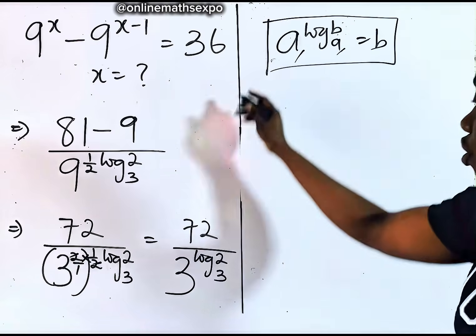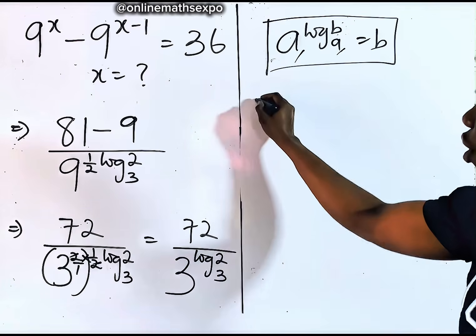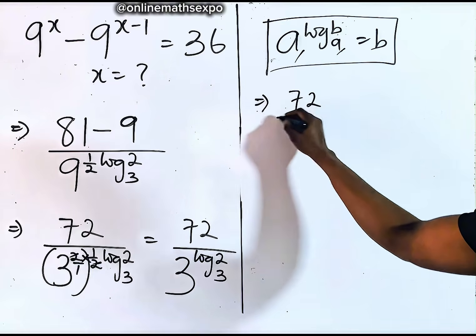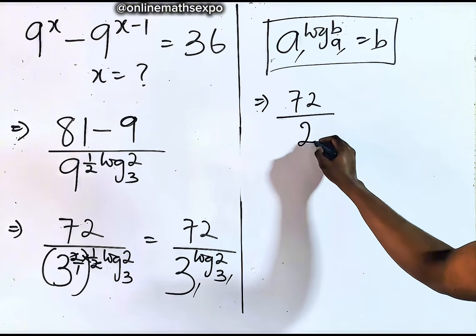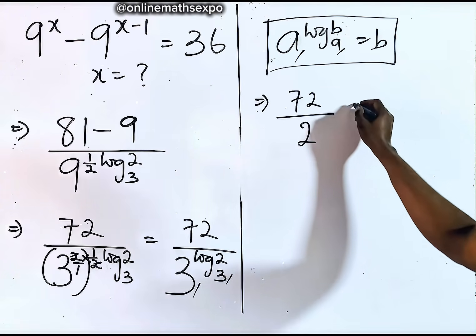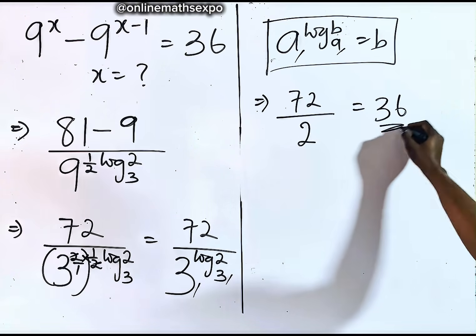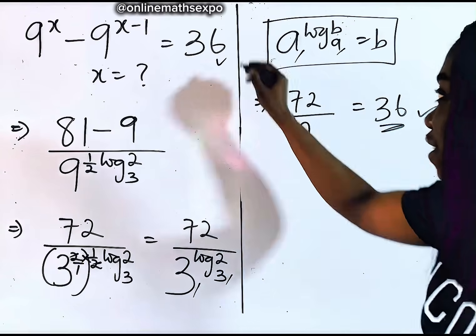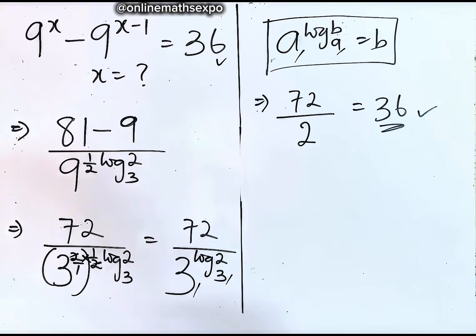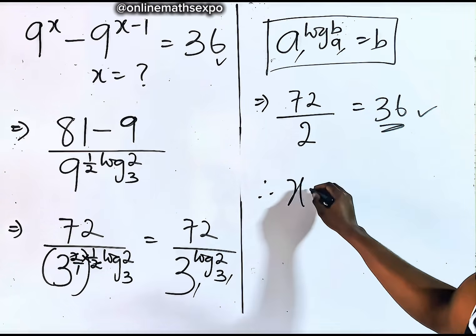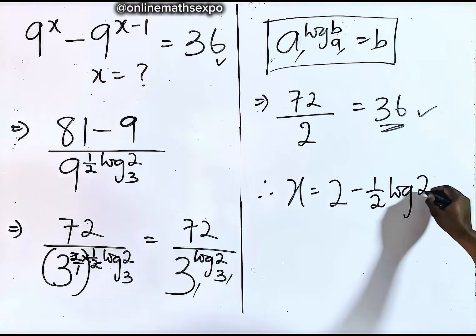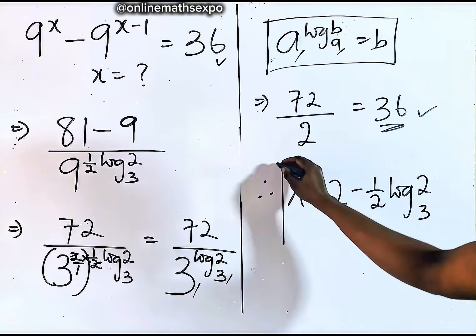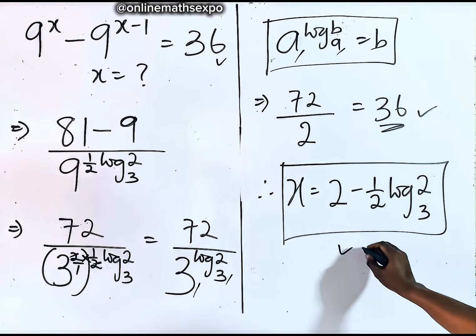So if you apply this rule on the denominator, we have 72 divided by, you see that these two bases are the same, so we have 2. And when you divide 72 by 2, it gives you 36. And that is what you also have at the right side. So it means that x equal to 2 minus half log 2 base 3 is absolutely correct.